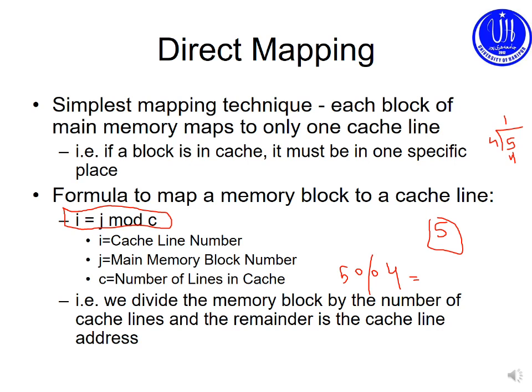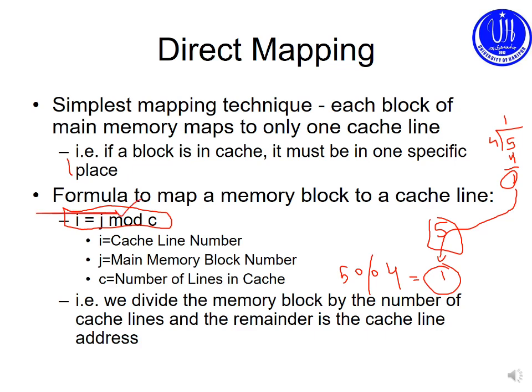4 ones are 4. 1 is the remainder. So remainder is called mod. It means that block number 5 of the main memory will go to line number 1 of the cache. So the cache line number is predefined using this formula.